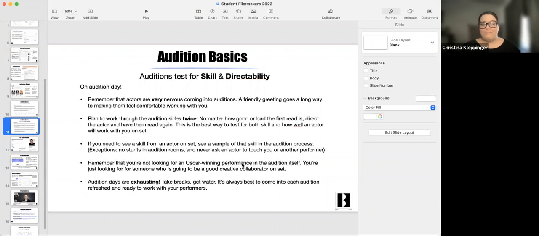So if the first read is bad, occasionally that's because this is a bad actor. They snuck in, they fooled you with their profile, and they're not very good at what they're doing. That is incredibly, incredibly rare. It's way more likely that this is a good actor who didn't understand what you were looking for, or they didn't understand your sides. Remember, they're not given the whole context for the script for your project. They're only seeing a very small portion of it. So they didn't understand the sides.